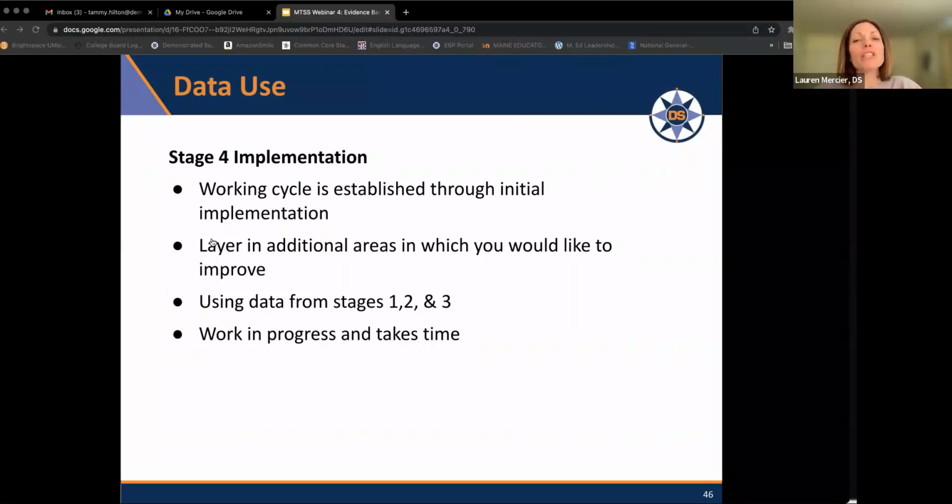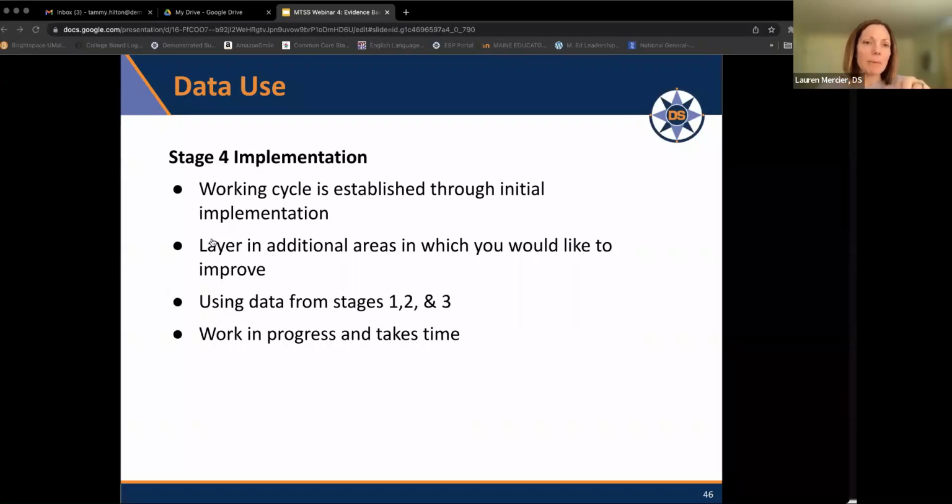Right. So once you have that good working cycle down, you can layer in other areas and move to full implementation in the MTSS framework. Right. But so that would be, we start with tier 1 instruction. Right. And so we're doing really well with that. And now we layer in school culture. Right. And that becomes the next thing that we're working on in terms of that MTSS implementation.